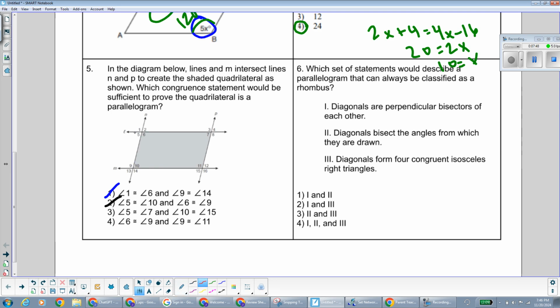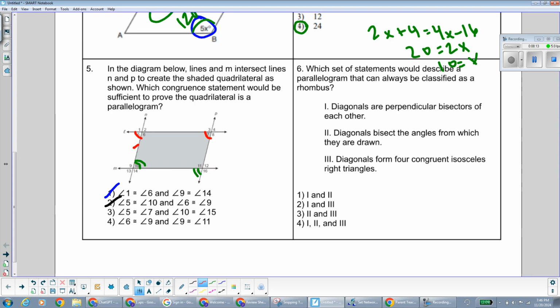Angle 5 is congruent to angle 7. And angle 10 is congruent to angle 15. Well, angle 5 and angle 7 are corresponding angles. Top right, top right. So that shows the lines forming them are parallel.